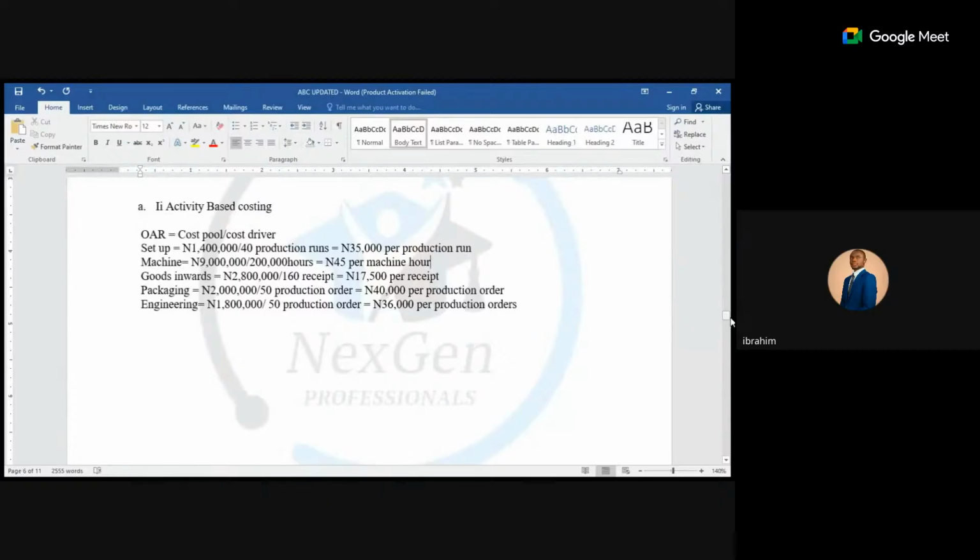Now, class, let's determine the overhead costs, just like the way we did under the traditional approach, right? Overhead costs for each of the products. What is this now? Overhead costs for each of the products.